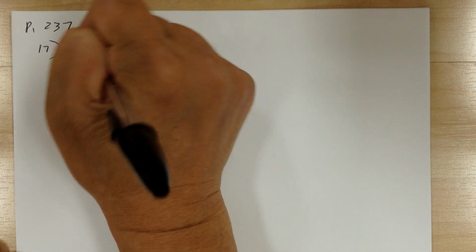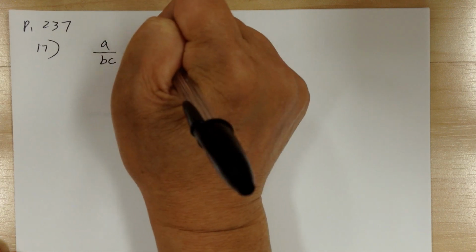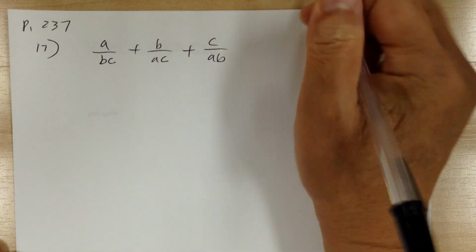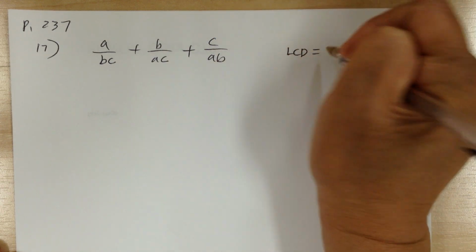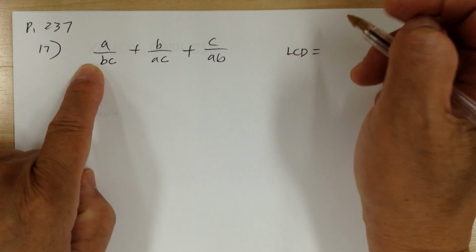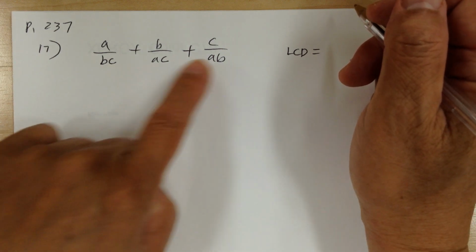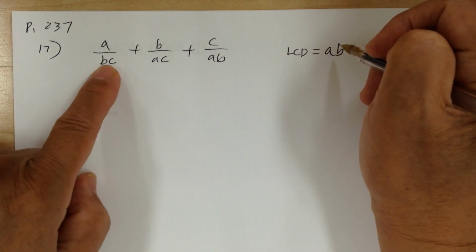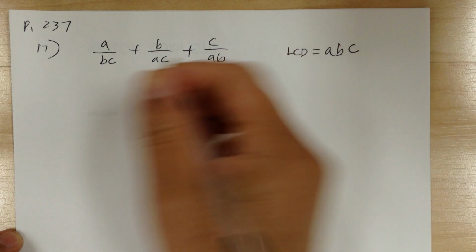Okay, let's go to the next one. Number 17, you've got A over BC plus B over AC plus C over AB. So again, your LCD is going to be, just go down the alphabet. You take the highest one, so for A, none, A, A, so it'll be A. You've got B, no B, B, so it'll be B. You've got C, C, and no C, so it'll be C. So that's your LCD.